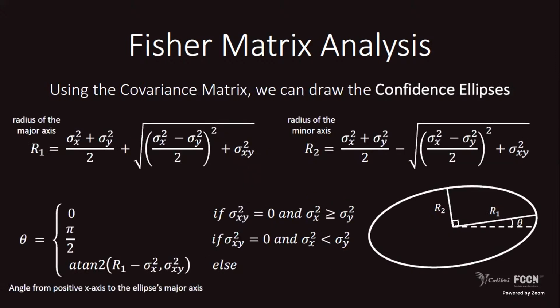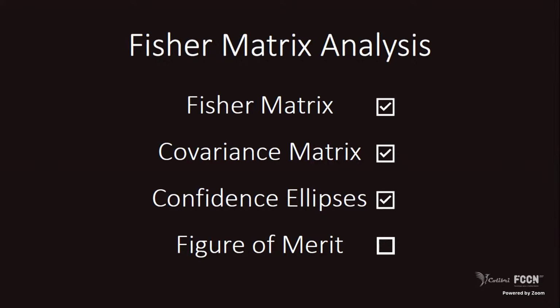So now I will show you that we can, in fact, draw the confidence ellipses as well. We only have to describe the radius of the major and minor axis and the angle from the positive x-axis to the ellipse's major axis. This is a way to see visually, by a drawing, our confidence area in the parameters. So we already have the Fisher matrix, the covariance matrix, and the confidence ellipses.